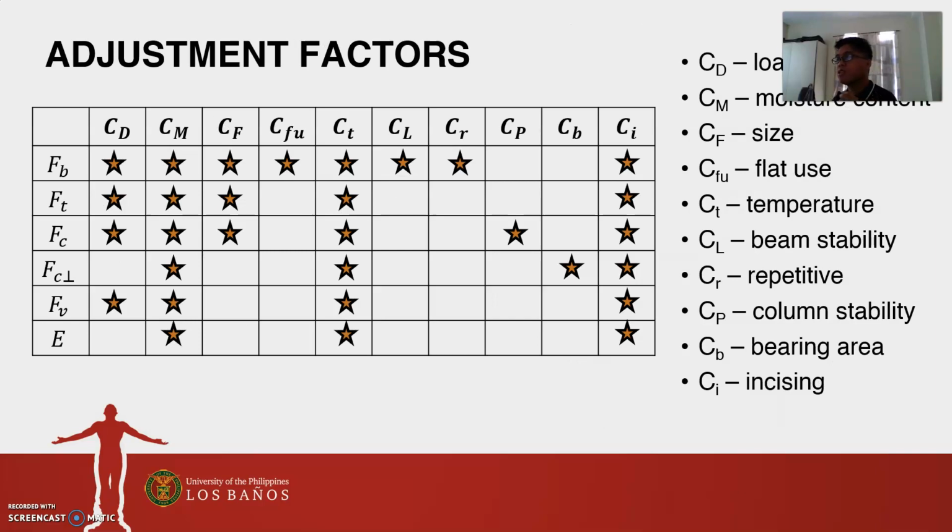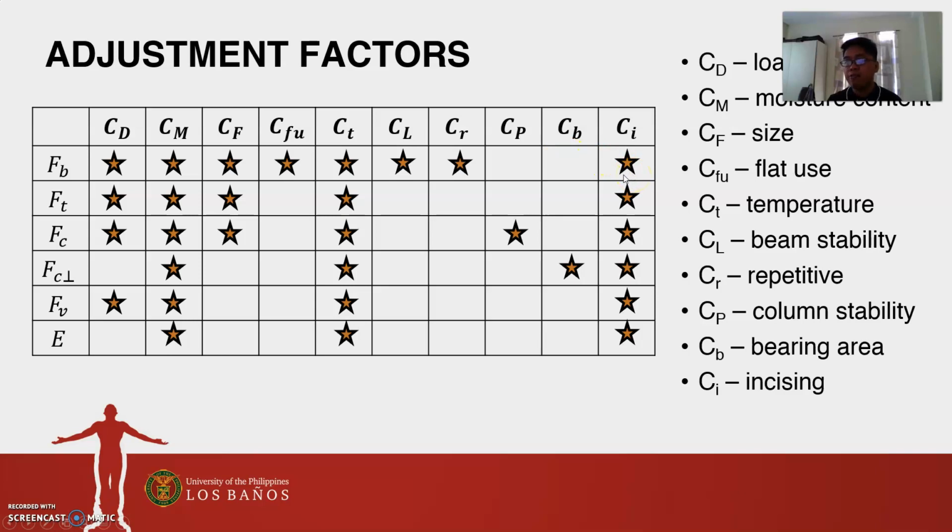Okay, so for our adjustment factors, as we've mentioned, we have many: load duration, moisture content, and so on, as you can see here. And then from this table, we can see the applicable adjustment factors. Say for our bending stress FB, we only need to compute for CD, CM, CF, CFU, CT, CL, CR, and then CI.